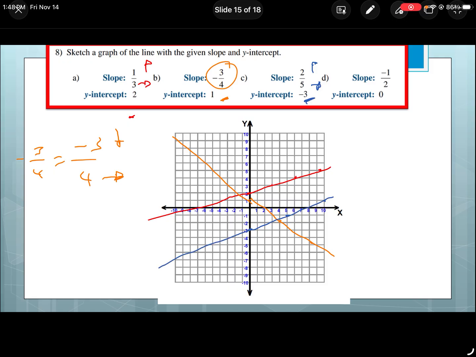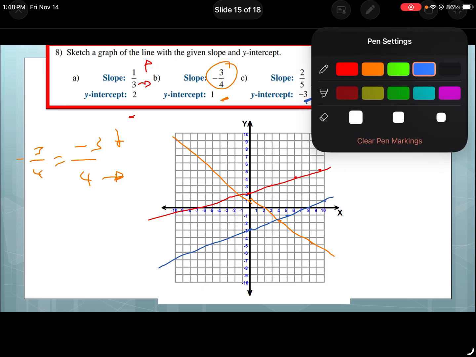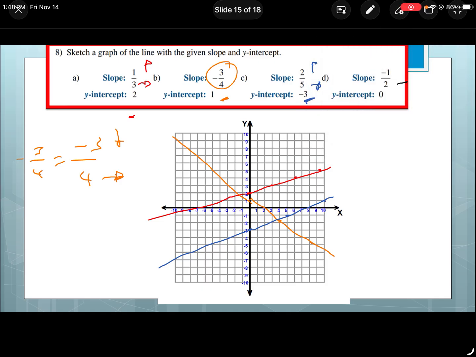And then last but not least, it's got a slope of -1/2, which again is 2 across and 1 down. And it's got y-intercept of 0. So I go 2 across, 1 down, 2 across, 1 down, 2 across, 1 down, etc. And it looks something like that.